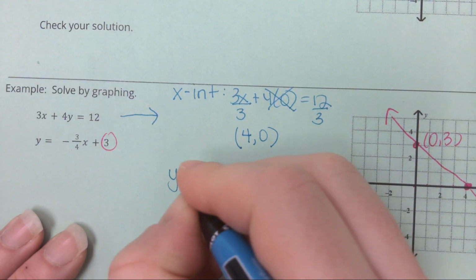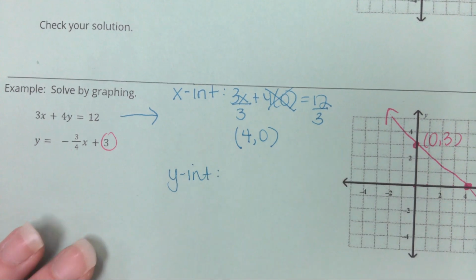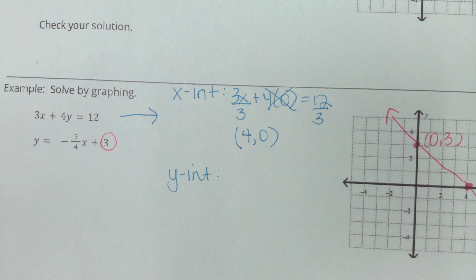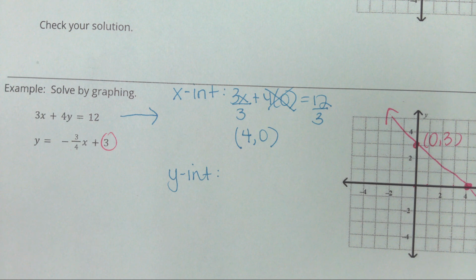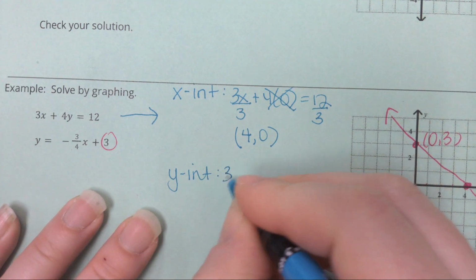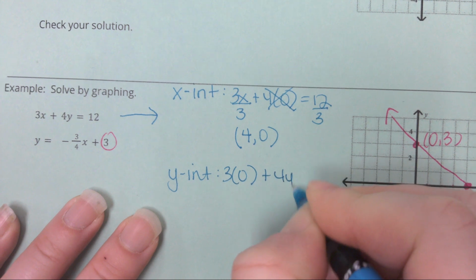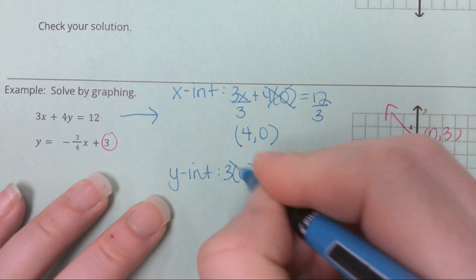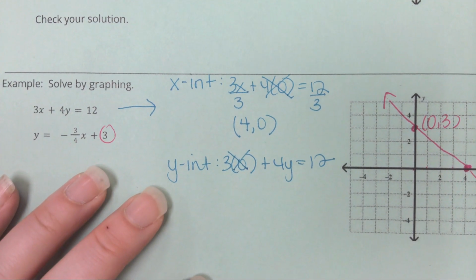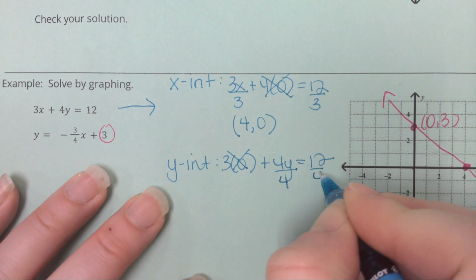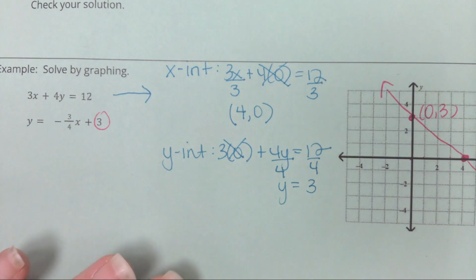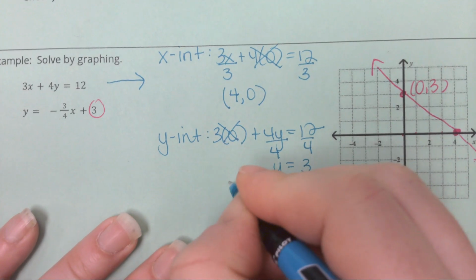Now let's do the y-intercept. Instead of plugging 0 in for y, this time we're going to plug 0 in for x. So this time it makes the x-coordinate cancel. We divide both sides by 4. Y equals 3. This is the ordered pair 0, 3.